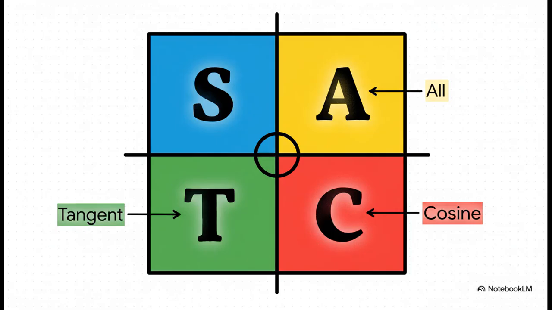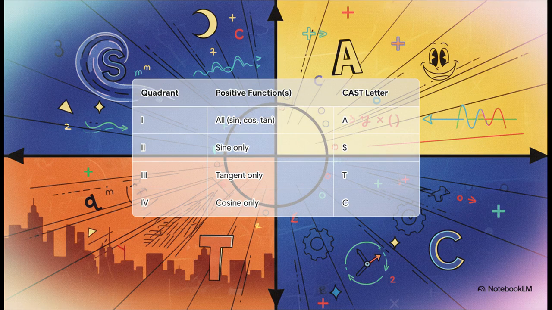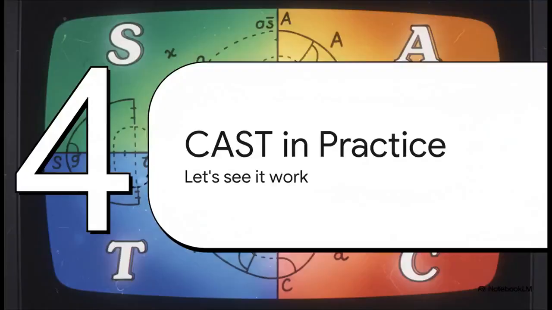The name itself is the whole secret. C stands for cosine, A stands for all, S is for sine, and T is for tangent. Each letter tells you exactly which function is positive in its specific quadrant. And here is how it all fits together on our map. In quadrant 1, the A tells us that all 3 functions are positive. Makes sense, right? Now, in quadrant 2, the S tells us that only sine is positive. In quadrant 3, it's T, so only tangent is positive. And finally, in quadrant 4, we have C, meaning only cosine is positive there. It's a perfect system.